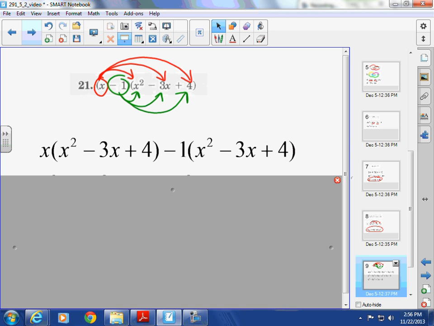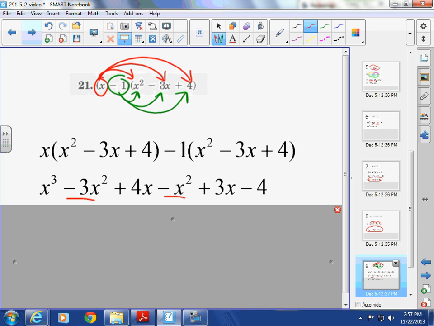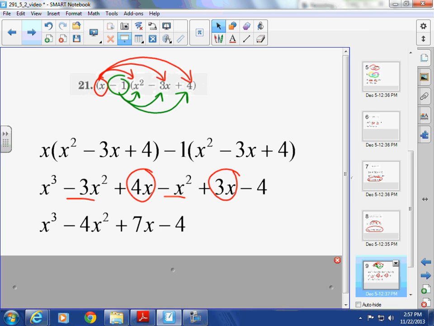You don't need to separate it if that's not something that you would need to do, but this will help you keep it organized. Then you end up with x cubed minus 3x squared plus 4x minus x squared plus 3x minus 4. Of course, at this point, we're going to be looking for our like terms. We have 1 cubed, we have 2 squares, we have 2 linear terms, and we have 1 constant. Once we combine everything, you end up with x cubed minus 4x squared plus 7x minus 4. And that is our answer.